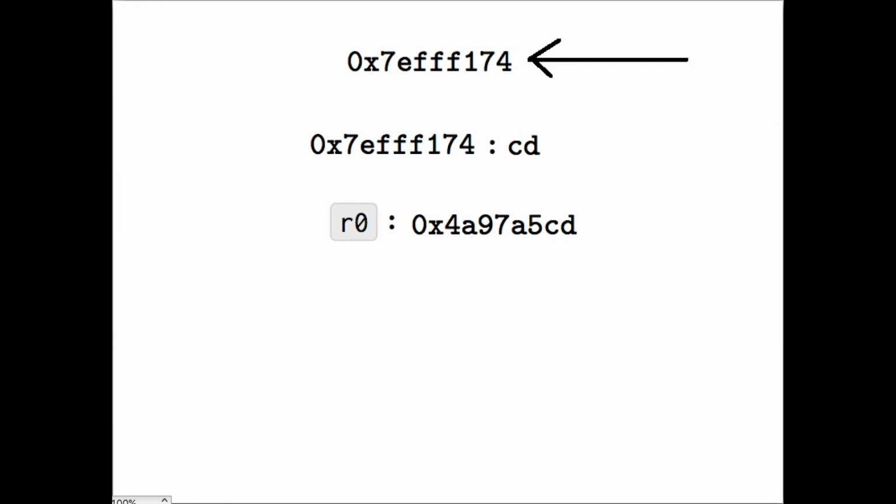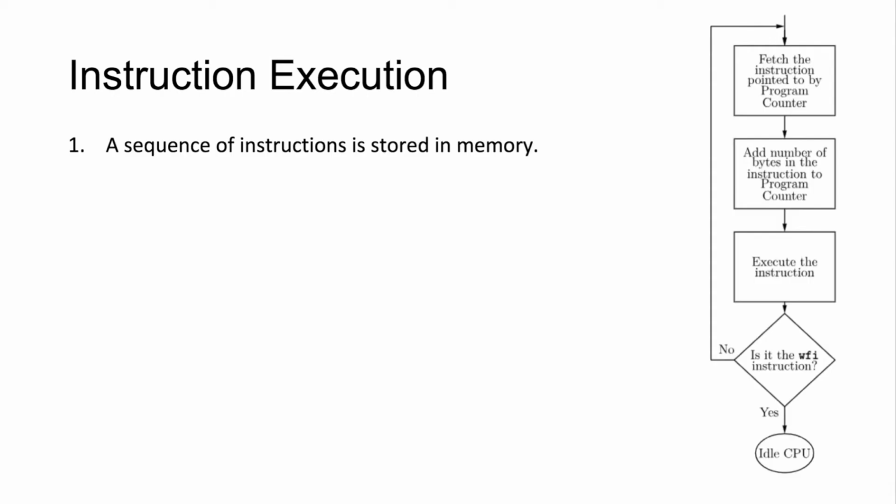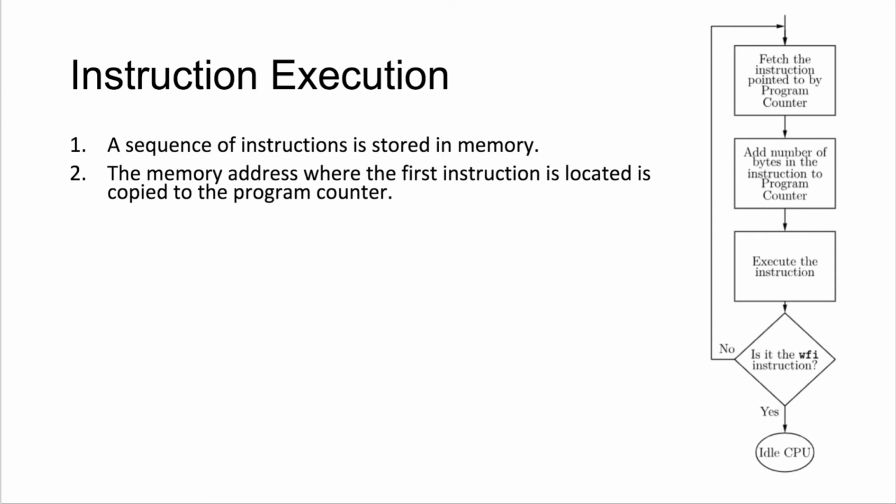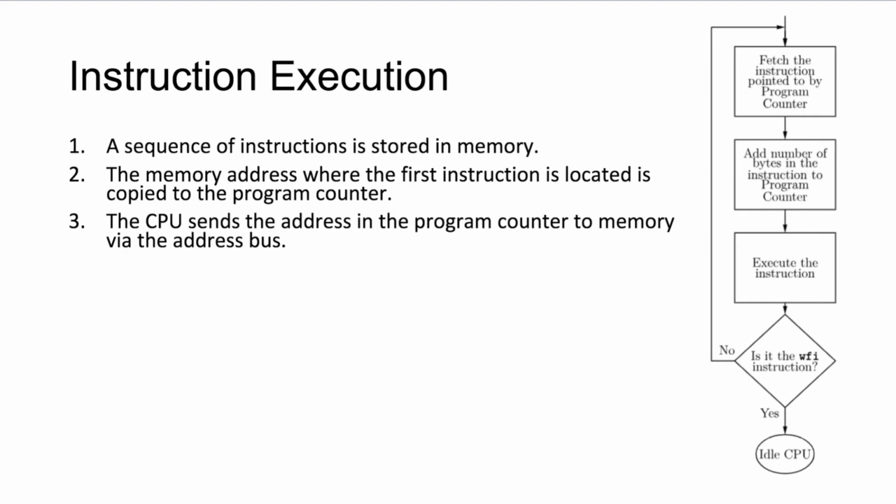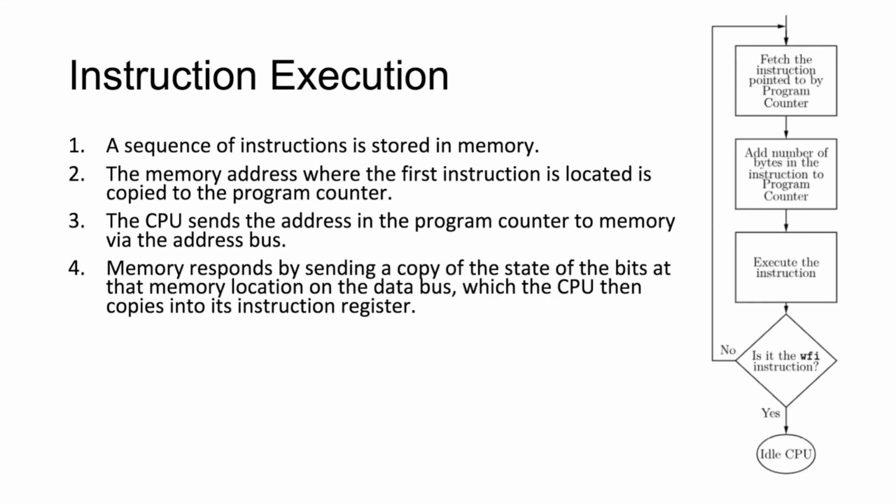Now that we've done the overview for the CPU, let's put it all together to see how the instruction execution plays out. First, a sequence of instructions is stored in memory. Second, the memory address where the first instruction is located is copied to the program counter. Third, the CPU sends the address in the program counter to memory via the address bus. 4. Memory responds by sending a copy of the state of the bits at that memory location on the data bus, which the CPU then copies into the instruction register.